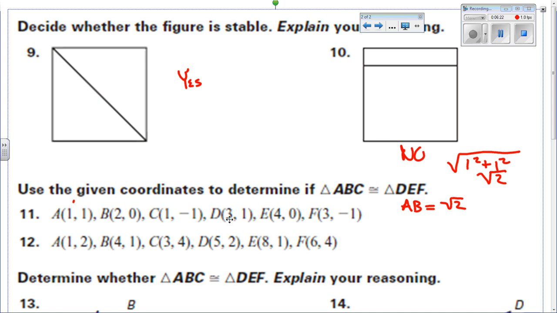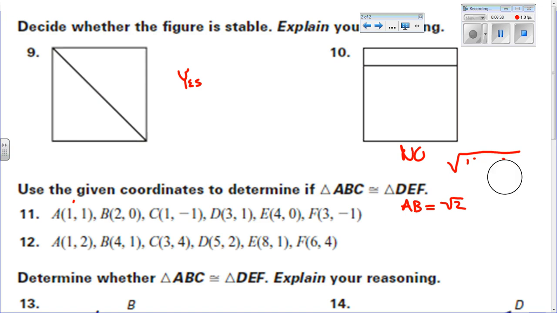So let's try DE first. It goes up 1 and down 1. But if we put that in to our formula, it goes up 1, so that's 1 squared, plus negative 1 squared. So the 1 squared is 1, negative 1 squared is also 1, so that's the square root of 2. So DE equals the square root of 2. Those are the same. Now let's try BC and EF. So we're going to need those two to come in exactly the same.